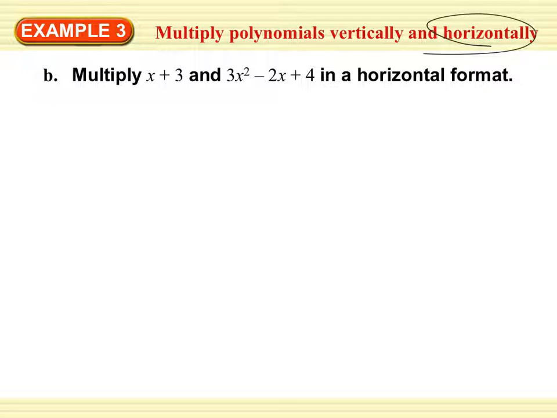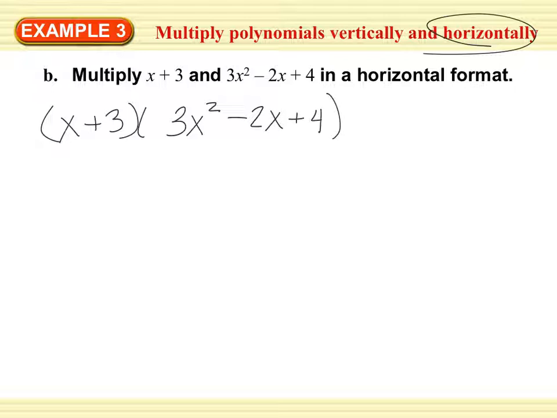Horizontal method is probably my least favorite. When you don't have very big polynomials, it's not a big deal. But when you have big polynomials, boy, can it get messy. So first I'm going to take this x term here and distribute it through the next polynomial. Then I'm going to take the 3 and do the same thing. So I have a binomial times a trinomial, not that big of a deal. But when you get bigger numbers together, it can get quite messy, right?